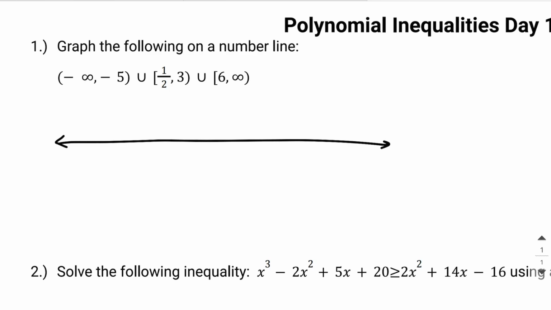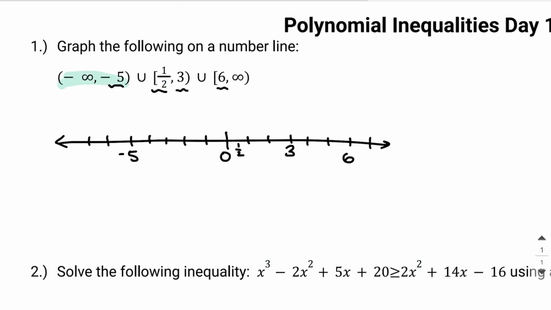here, some of the critical points we're looking at are -5, 1/2, 3, and 6. So I'm going to put 0 right in the middle. We're looking at -5. We're also looking at positive 1/2. So I'll say 1/2 is right here. We've got 3. We've got 6.